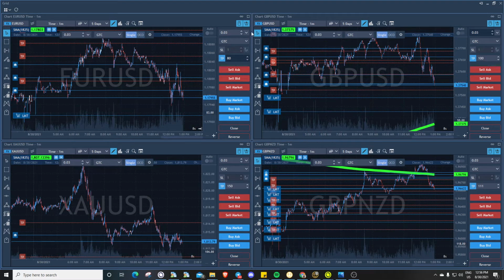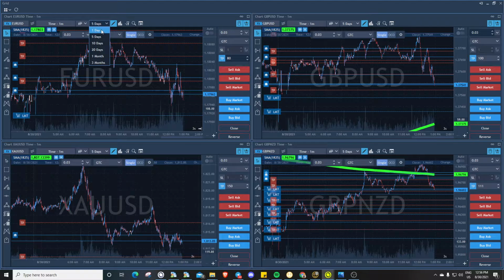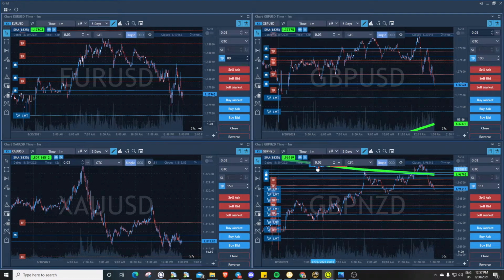So we're going to put it to 1 minute, and this doesn't matter actually. We can go for 1 day, 5 day, it doesn't matter much. The moving average I'm going to use here is mostly 1825. That's the important one here. So yeah, that's all we need to set up in our TE.